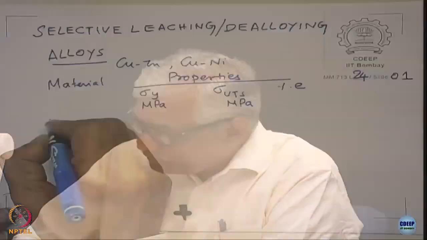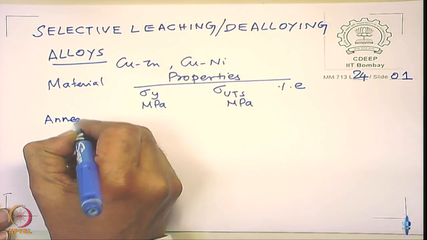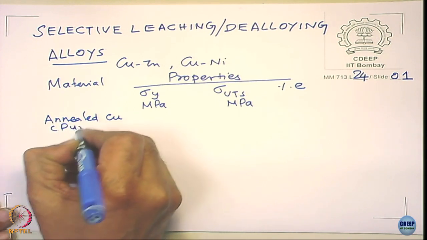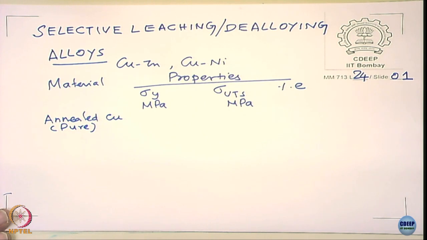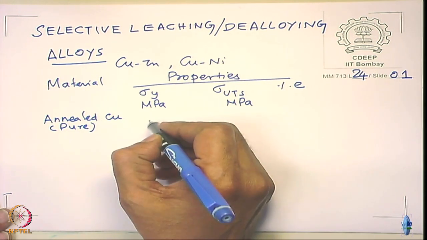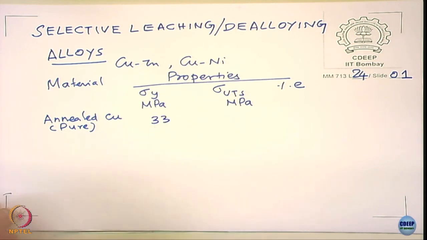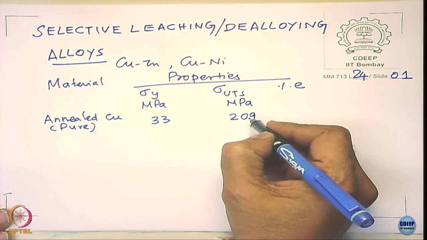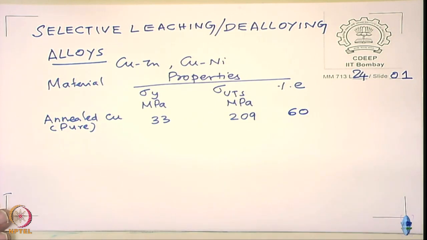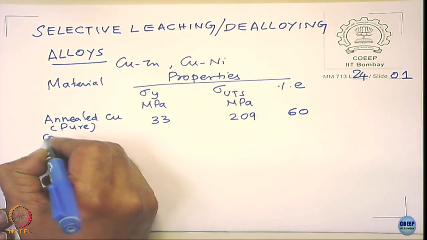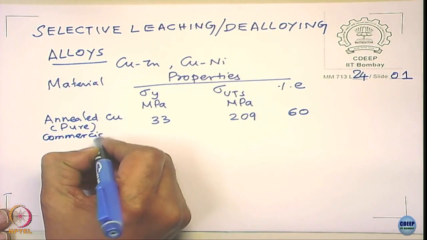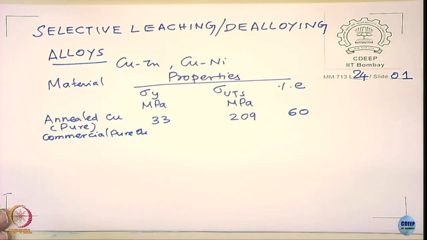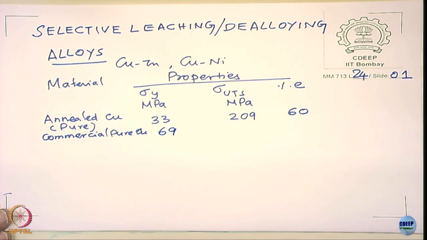Suppose you take annealed copper. Annealed pure copper, copper is very pure. If you look at the mechanical properties, the yield strength of that is about 33 megapascal. The ultimate tensile strength is 209 megapascal. The percentage elongation is about 60. If you take a commercial pure copper, the strength increases considerably.